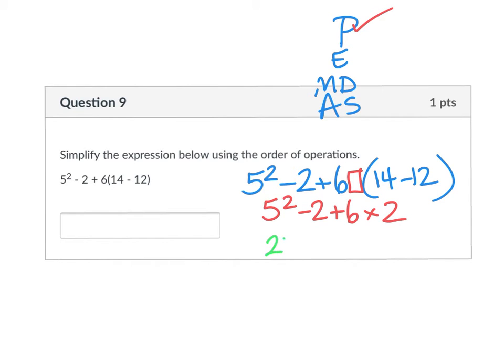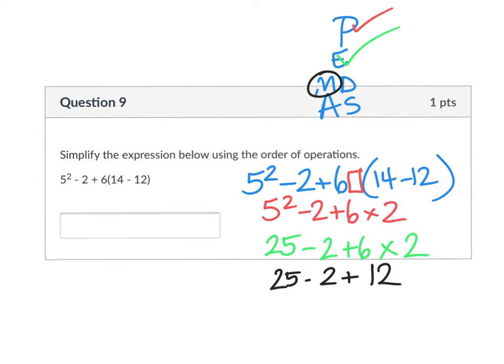5 to the 2nd power means 25. And now I'm done with my exponents. I have subtraction, addition, and multiplication. Multiplication is going to come first, so I'm going to leave the beginning part, and I'm going to say 6 times 2, which is 12. And then I'm down to addition and subtraction. When I get to this part, I'm going to go left to right. And so my first step is to say 25 minus 2, which is 23. And then finally, I'm going to do 23 plus 12 to get 35, my final answer.